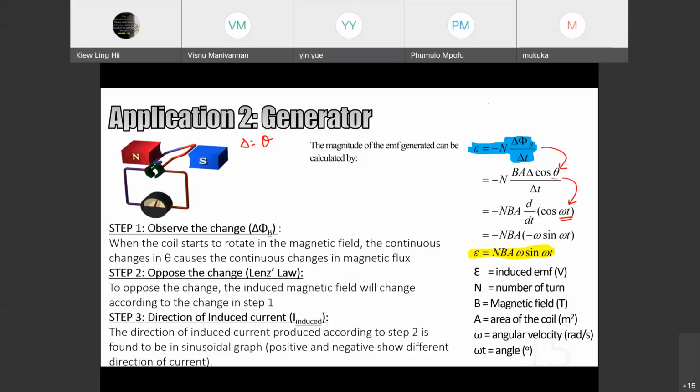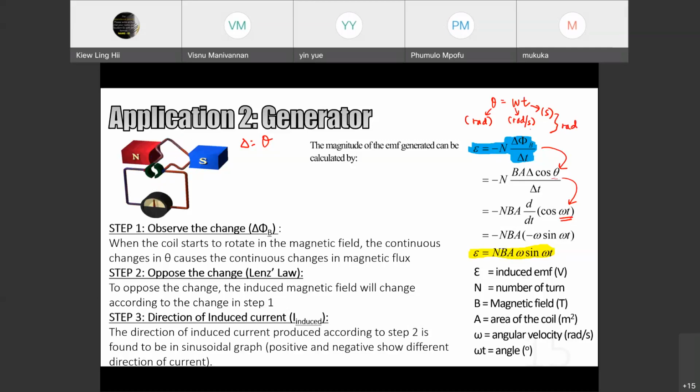Instead of theta, when it is presented as a function of time, theta equals omega t. The SI unit for theta is not degree, it's radian. Remember omega is radian per second, and the unit for time is seconds. So when you multiply radians per second with seconds, it equals radian as well.